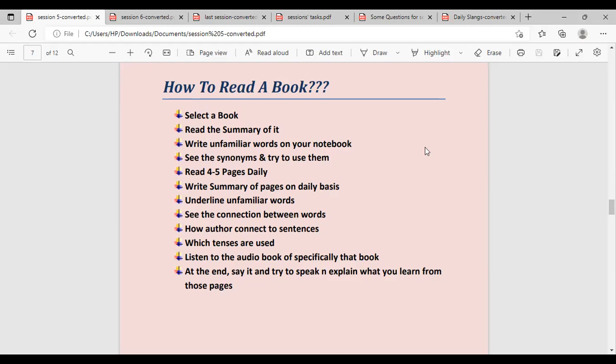Suppose you are reading the first page and there are 2 unfamiliar words. You can underline them, and don't write the meaning over the book. Write it in your register or notebook, so that when you forget, you will open it and recall it. Next, see the synonyms and try to use them. You have to search.